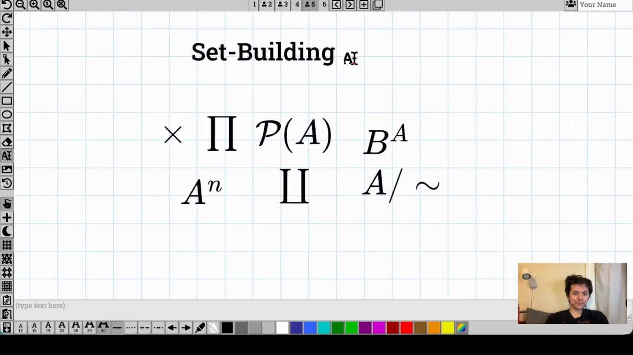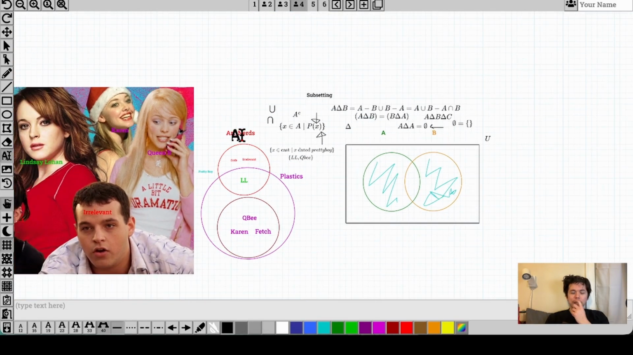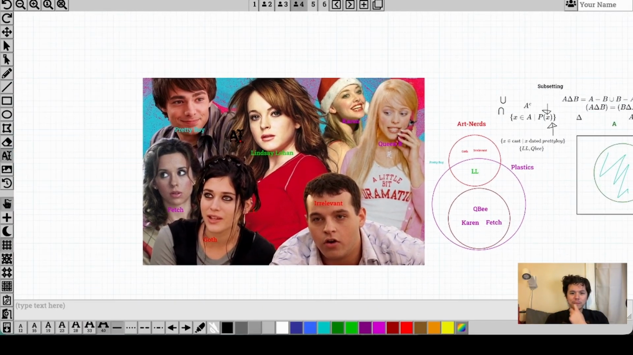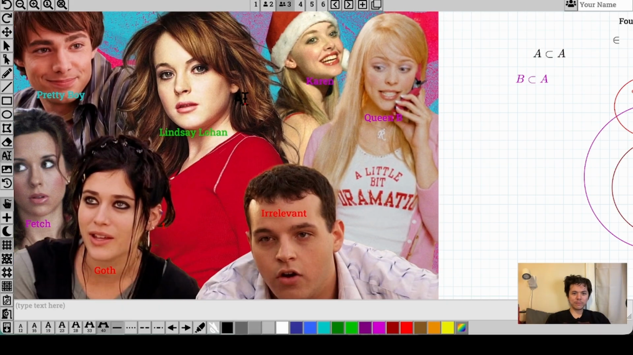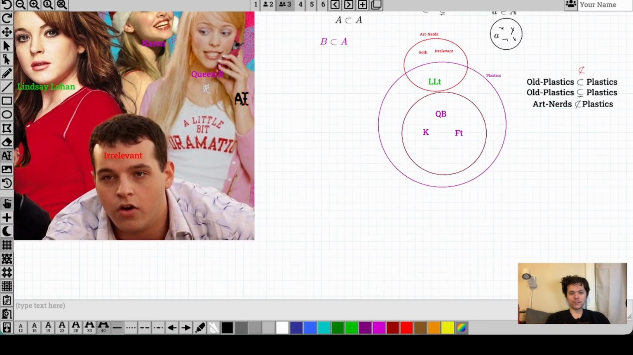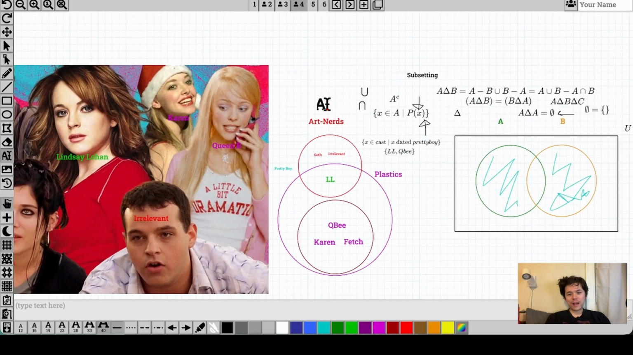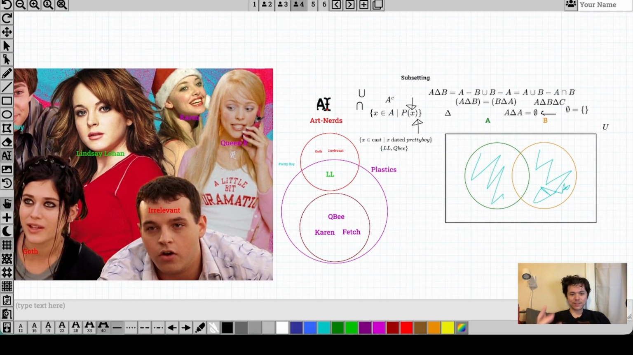Set building. In all of these previous examples, I'm talking about things which you could say are natural in the world. I'm talking about Mean Girls. Most of us have grown up and we've met Mean Girls, and god damn, are they mean. But I can use these examples as intuitive because we have some sense of groups of people.